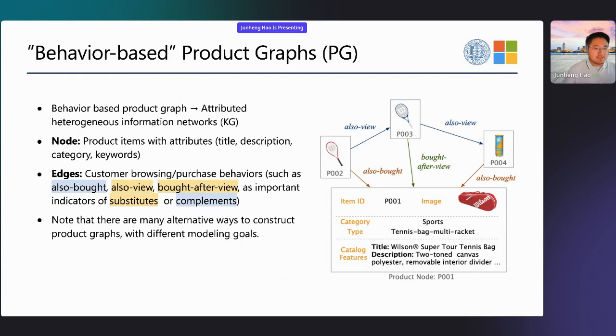So then a knowledge graph is ready. Although it might not be the same flavor of the knowledge graph we have in, for example, Wikipedia, at least it's a structured knowledge where we are connecting the products with their potential connection, potential relationship between those items.